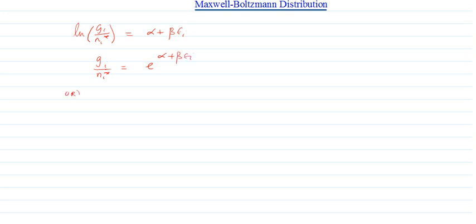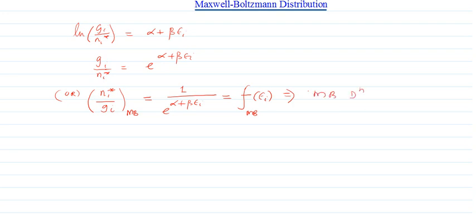We are in need of the mean occupation number, which is nothing but the reciprocal of the left-hand side, that is Ni star by Gi. For the Maxwell-Boltzmann case, that will be simply equal to 1 divided by e raised to alpha plus beta Ei, which is nothing but what we call the Maxwell-Boltzmann distribution function, f_MB, which is also the mean occupation number for the Maxwell-Boltzmann case. So this is the Maxwell-Boltzmann distribution function, which gives the mean occupation number of a level for a classical case.